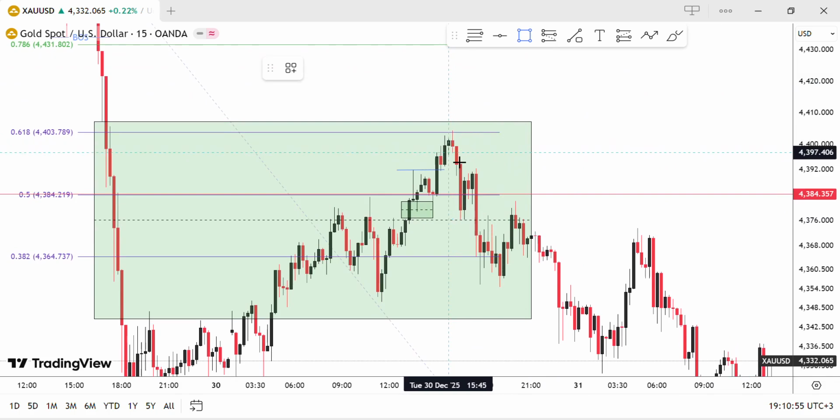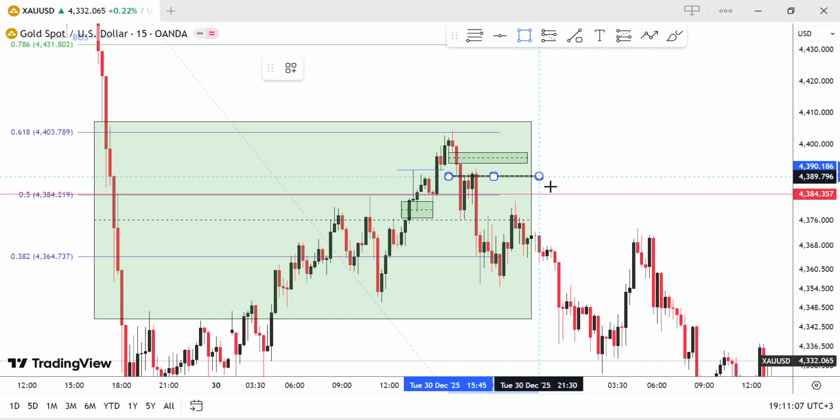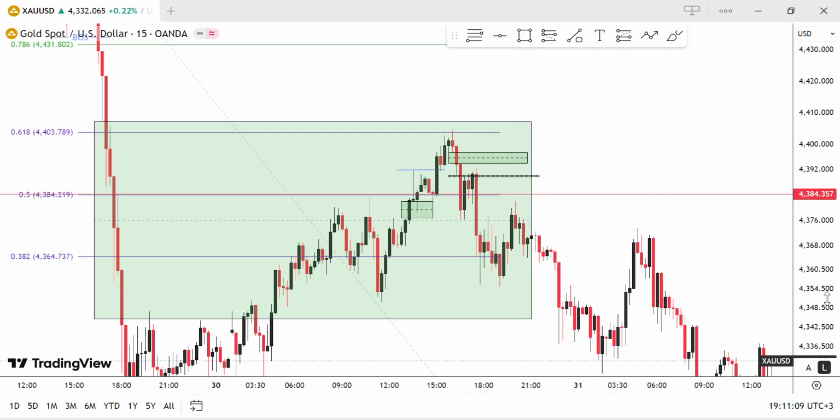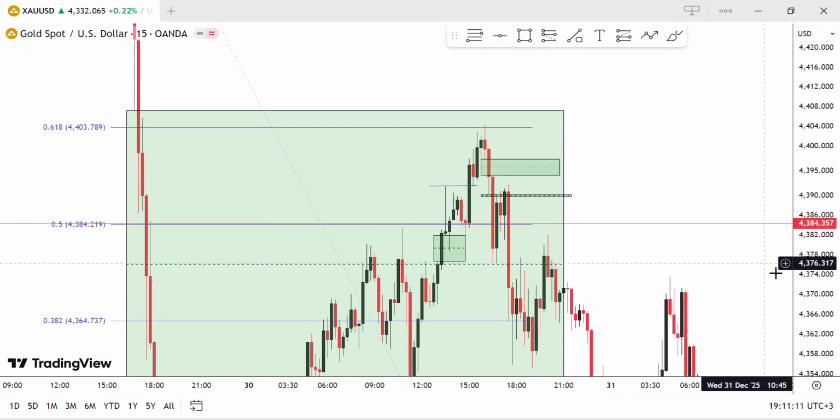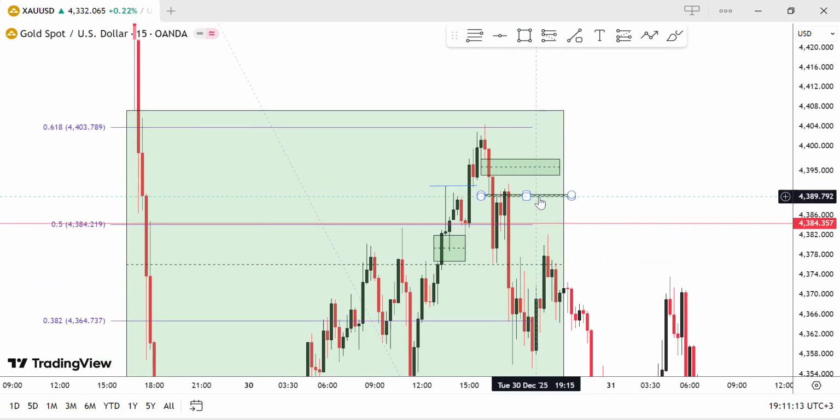The first one is this one here. We had that imbalance, and then we had this smaller one here. This one was very small there. It was a fair value gap. So this one, between this one and this one, this is the fair value gap. This is a breakaway gap, because we are forming another imbalance.